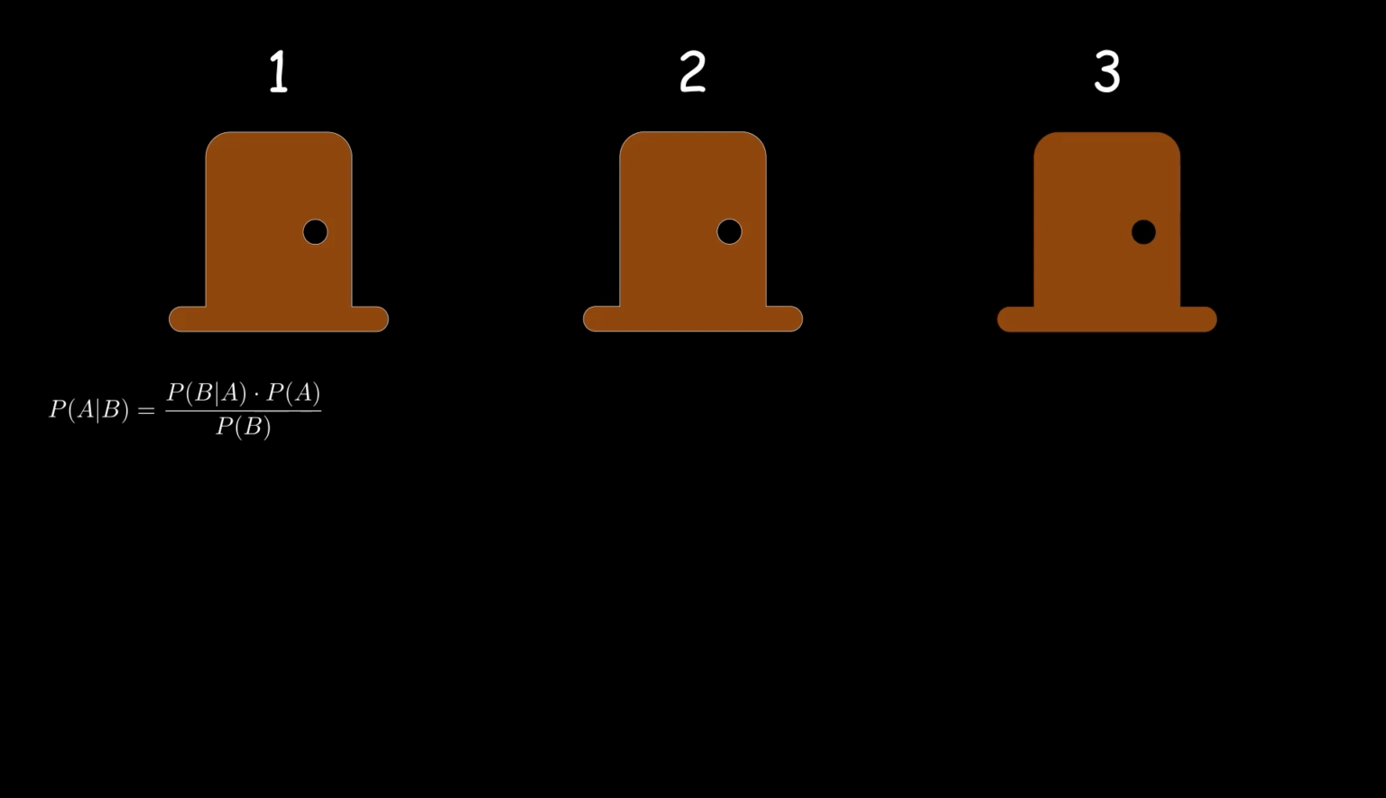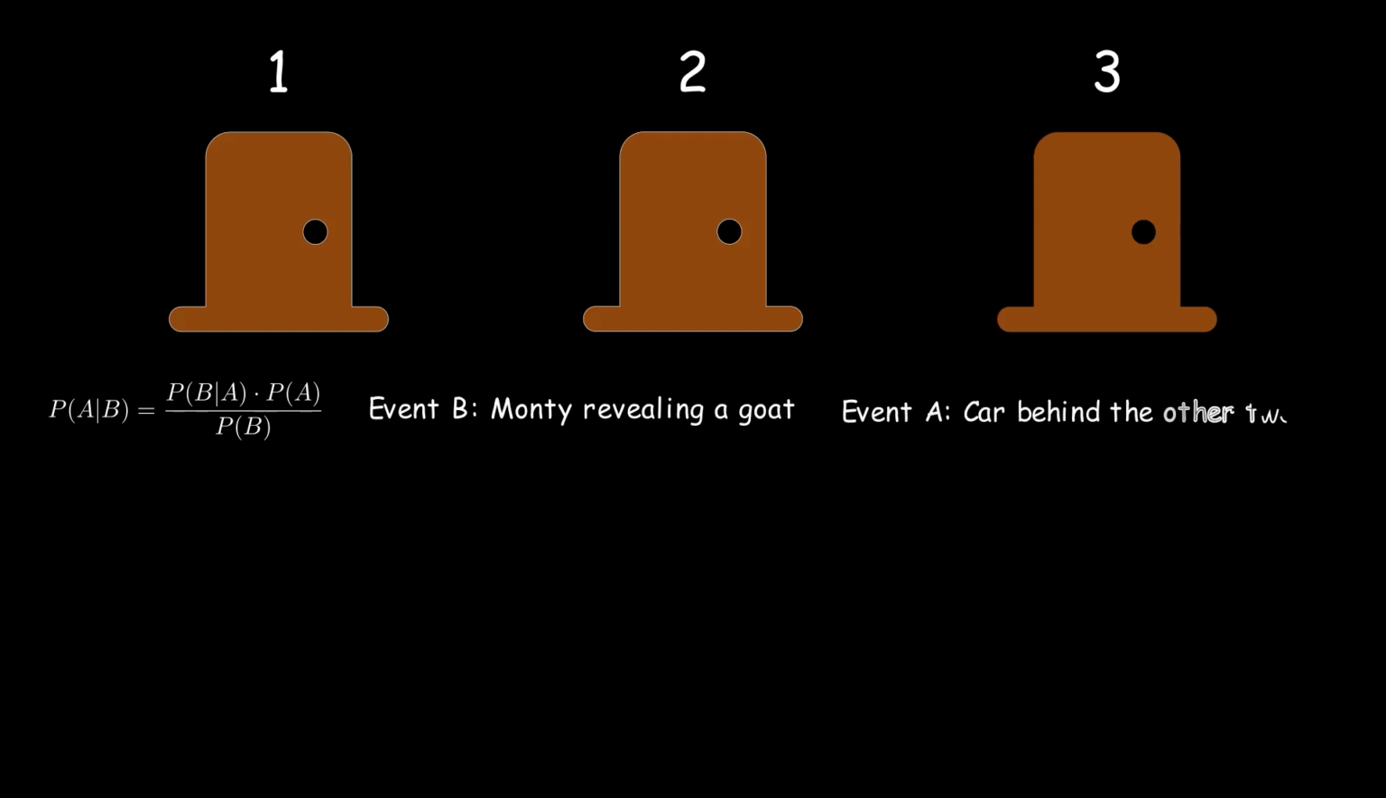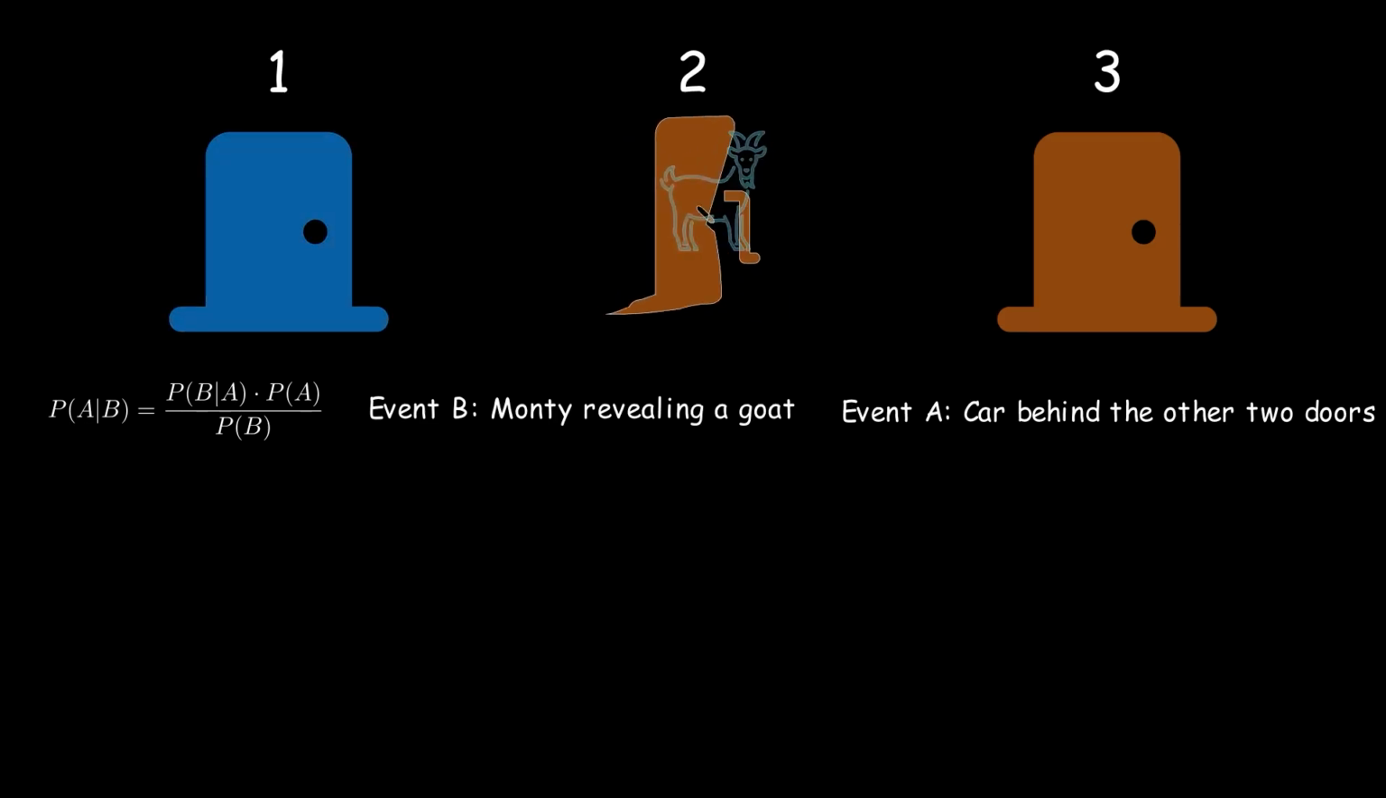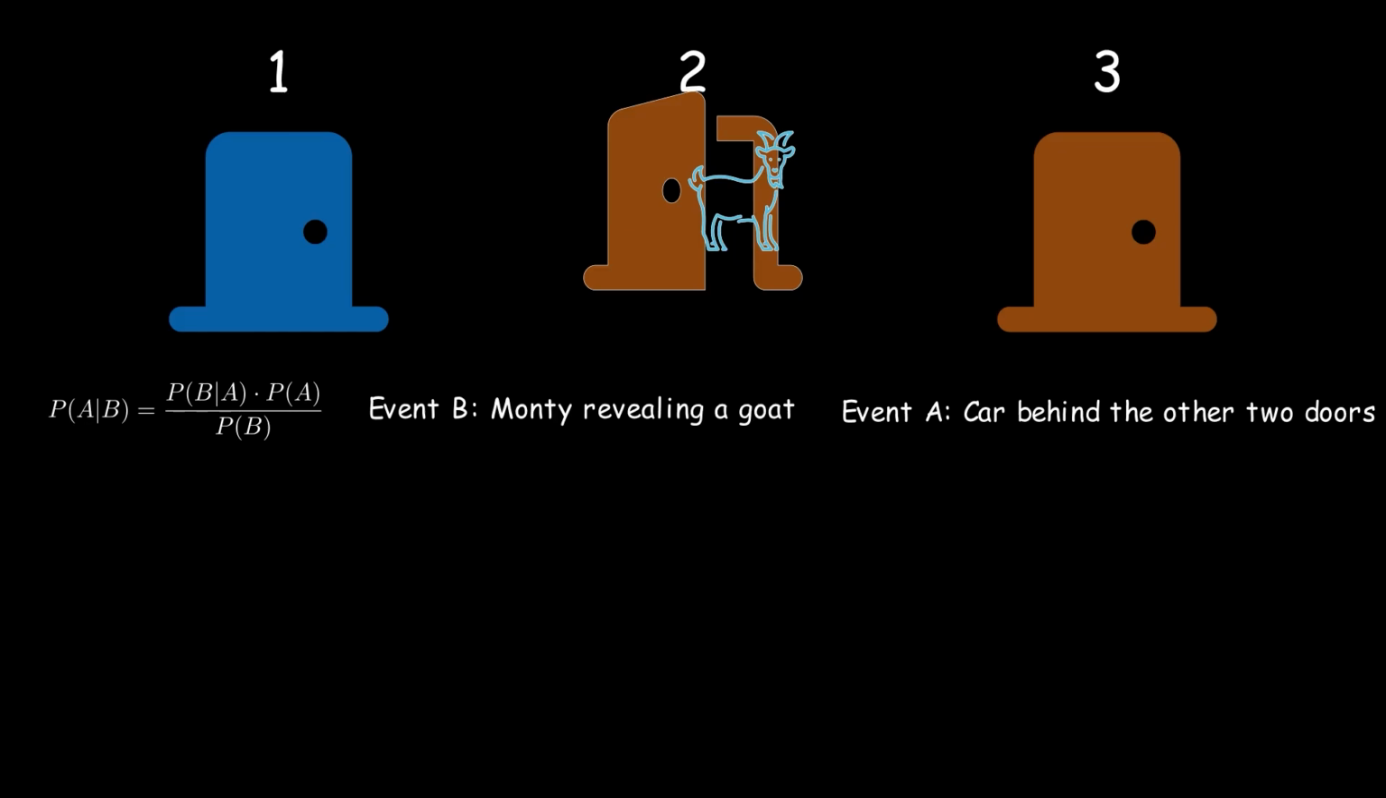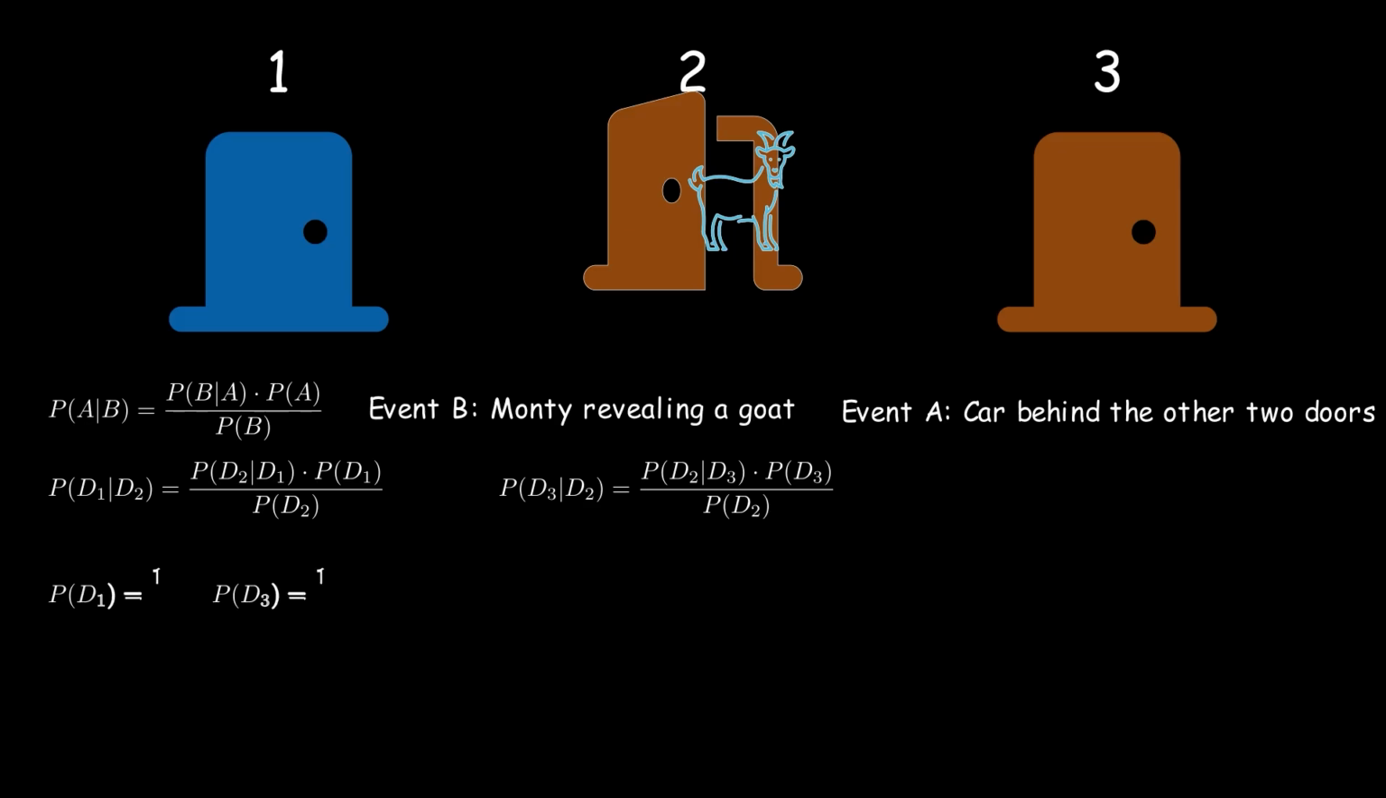In our case, B would be the event of Monty revealing a goat, and A would be the event of the car being behind the other 2 doors. Since the contestant has picked door number 1 and Monty has opened door number 2, we are interested in the probability of the car being behind door number 3 versus door number 1 given this new information. We know that the prior probability of the car behind door 1 and door 3 is 1/3.